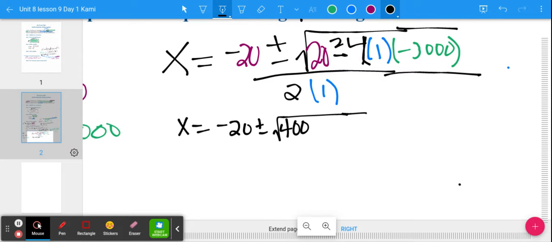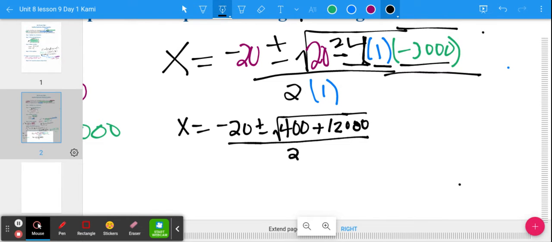And now we're going to multiply negative 4 times 1 times negative 3,000. So I'll put that in my calculator. When I put the negative 4 in my calculator, I'm making sure I use the negative button, not the minus button. So negative 4 times 1 times negative 3,000. Again, don't forget to use the negative button, not the subtraction button. We end up with a positive 12,000. So I'm going to write plus 12,000. I do plus because it's positive. If it was negative, I would write minus. All over 2 times 1, which is 2.